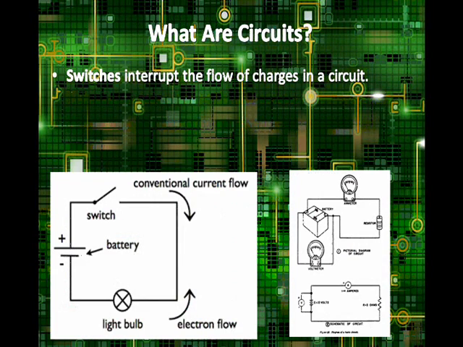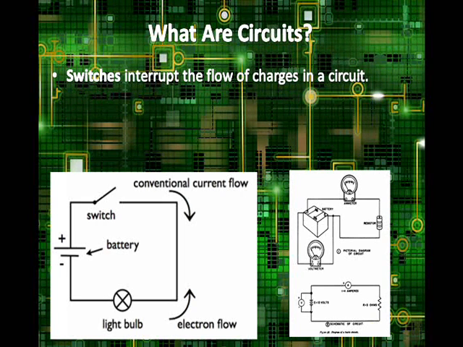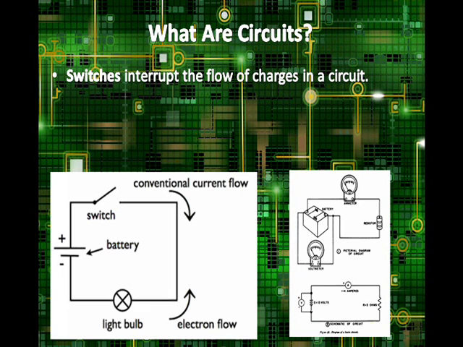Now, switches actually have something to do with circuits as well, and they can interrupt the flow of charges in a circuit. That's what you do with the light switches in your house. When you open the switch, you're turning off the lights because it's breaking that circuit where no flow of charges can happen. When you close a switch, you're turning the lights on, because you're closing the switch so it allows the pathway to be complete and the flow of charges can resume.